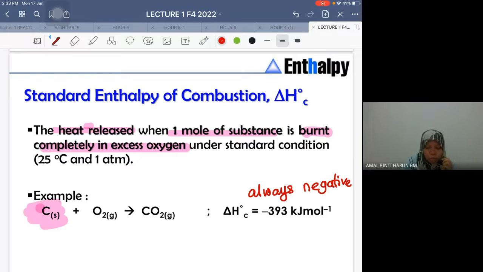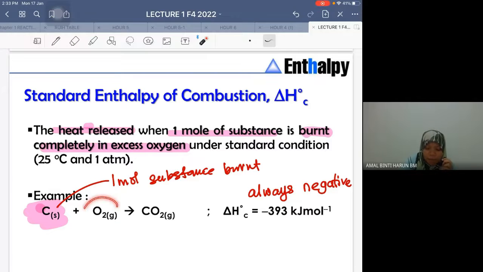Okay. 1 mole substance burn. Okay, and then burn dalam excess oxygen under standard condition. Maksudnya apa yang standard condition tadi? Kalau concentration dia 1 molar, kalau pressure dia 1 atm, temperature 25 degrees Celsius. Okay.